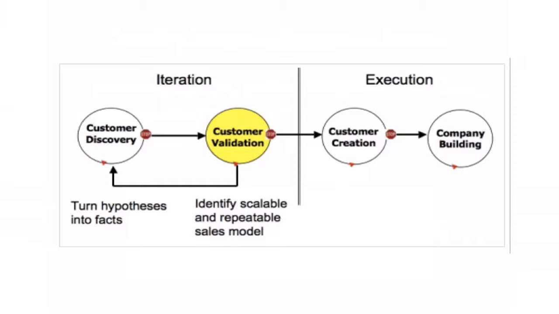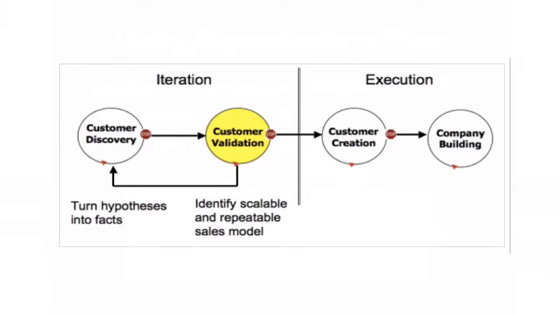It may be that you get into customer validation and you say, you know what? This isn't going to work. The customers told us X, but they're not going to do it. We can't get them to commit to doing what they said they were going to do. There's also a pivot, an iteration line back to customer discovery. But if everything goes well and you decide that you've got a scalable, repeatable business model, you've validated that, then you're ready to move across the line into execution.